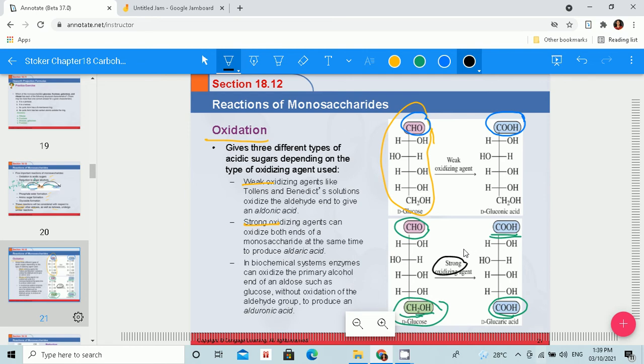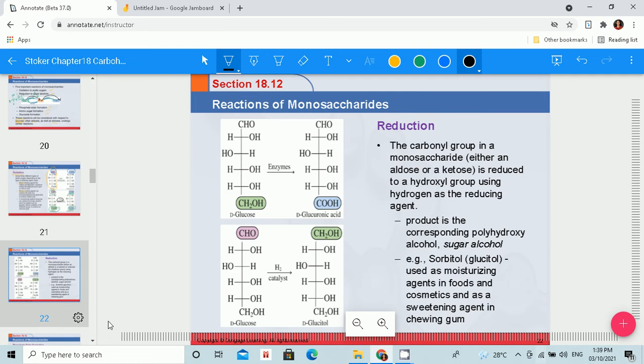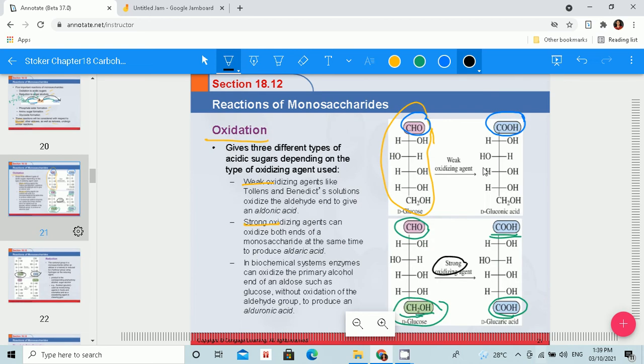Now, also we can have an oxidation wherein only the alcohol will be oxidized, this one here. Now let's name this one.